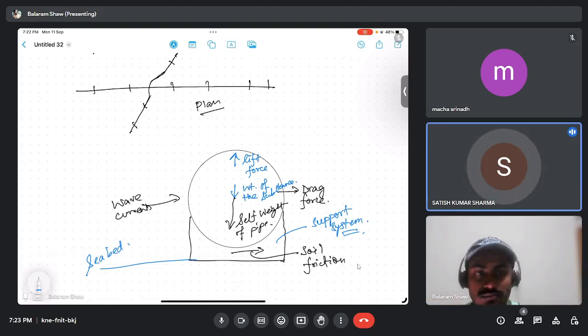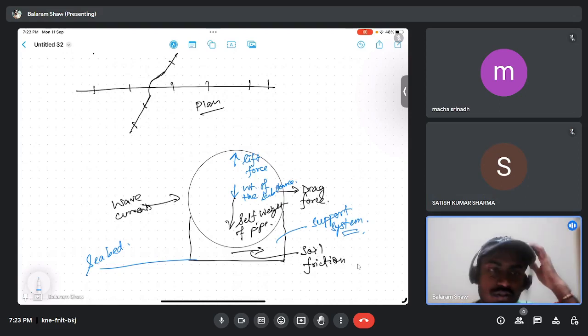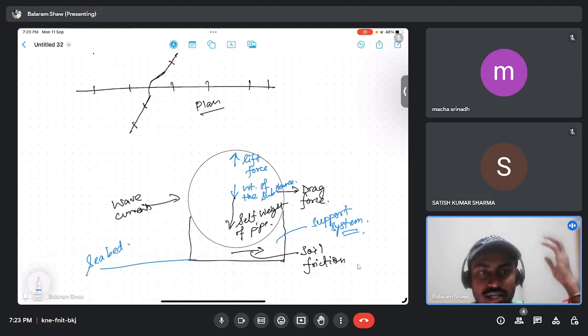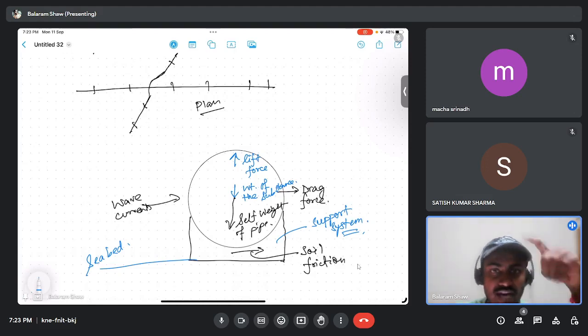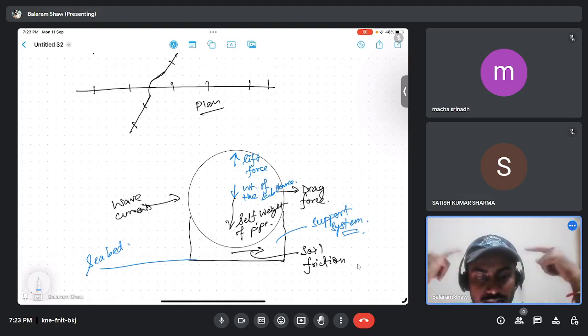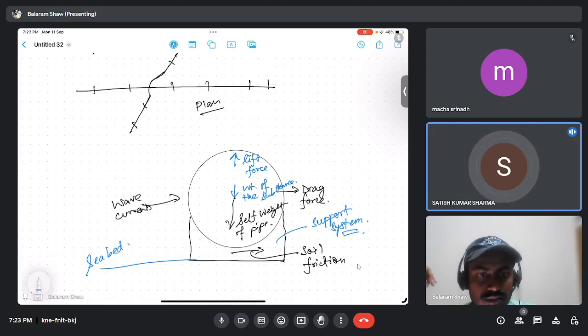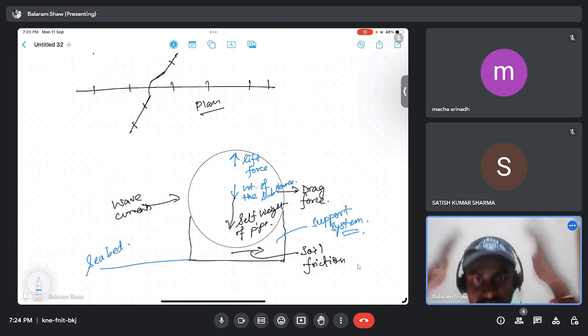For lateral stability. Correct. Because of the wave current, with this many forces, there can be many lateral movements. So for that we need this support system. Other than that, anything? Seismic activity is also possible. Yeah, for holding that also. And again we are seeing, other than the horizontal forces, there are several vertical forces also. So what can happen because of those if the support system is not there?